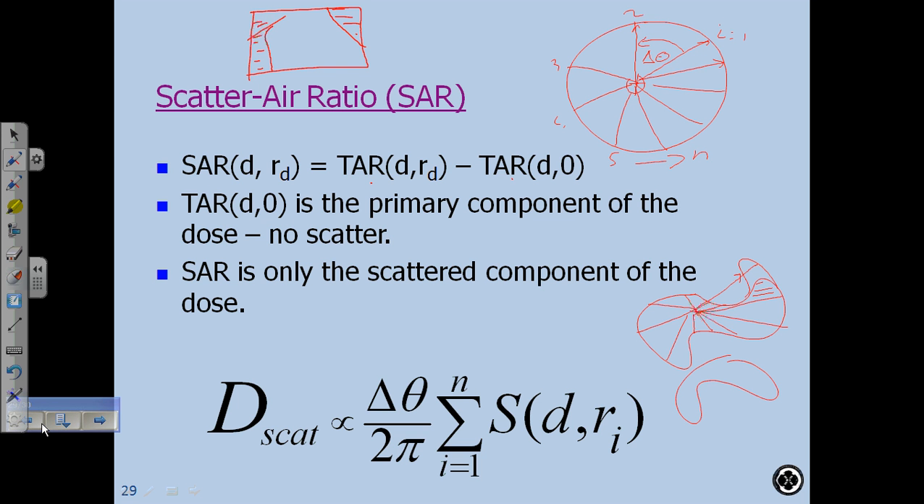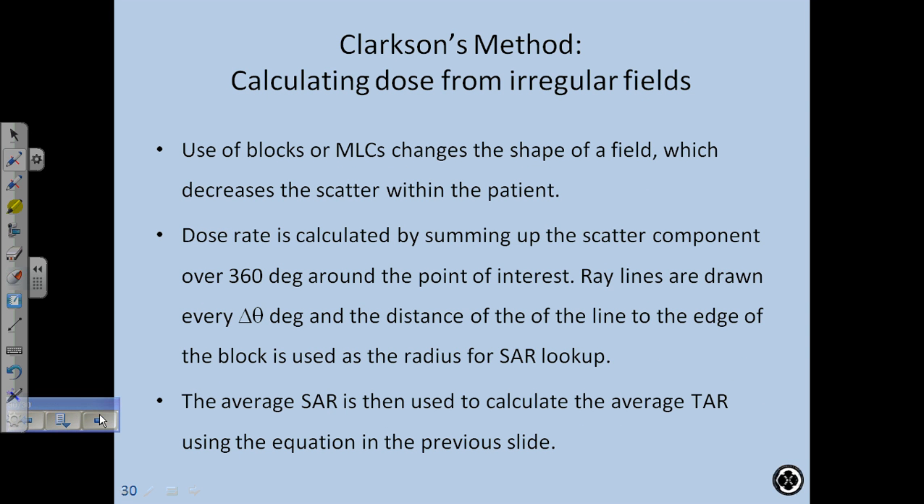Okay, so back in the day, they had to figure out a way of calculating the dose for those irregular fields. That's where this comes in. Okay, and that's where the Clarkson algorithm, Clarkson's method, calculating dose from irregular fields. So the Clarkson algorithm takes into account that we've got irregular fields, and it calculates ray lines out to many points around the irregular fields, and it adds up all the scatter. And then it adds the primary dose to that, and that's the total dose. So use of blocks or MLC changes the shape of a field, which decreases scatter within a patient. Okay, so the scatter is going to go down. Dose rate is calculated by summing up the scatter component over 360 degrees around the point of interest.